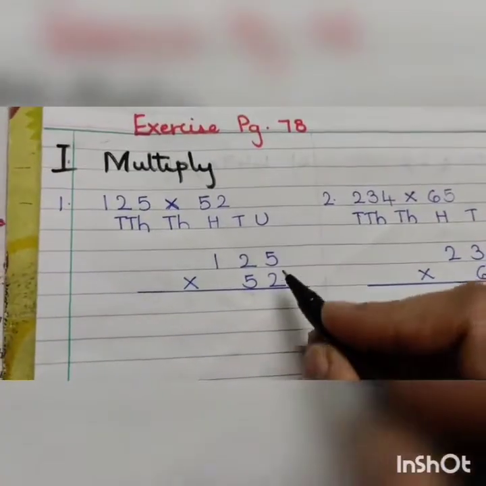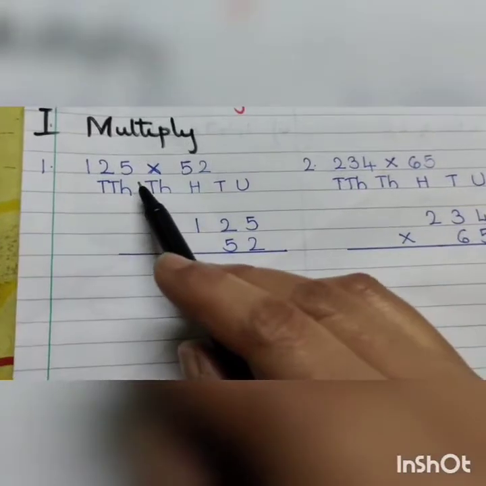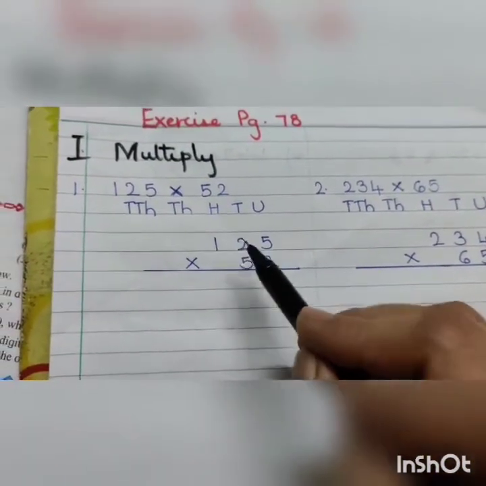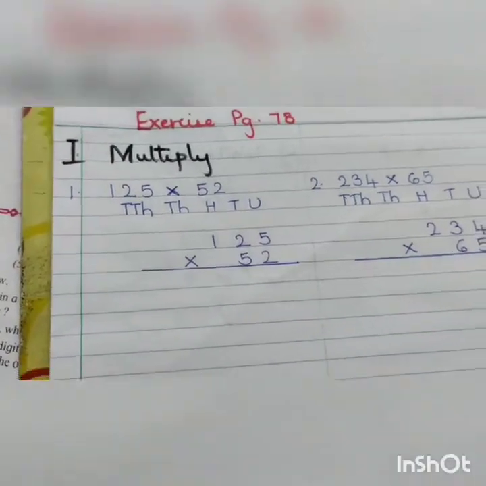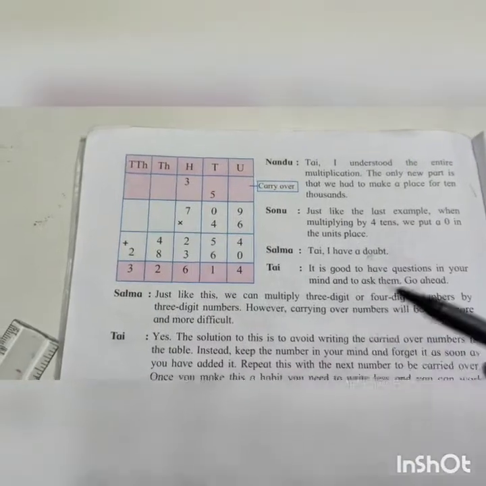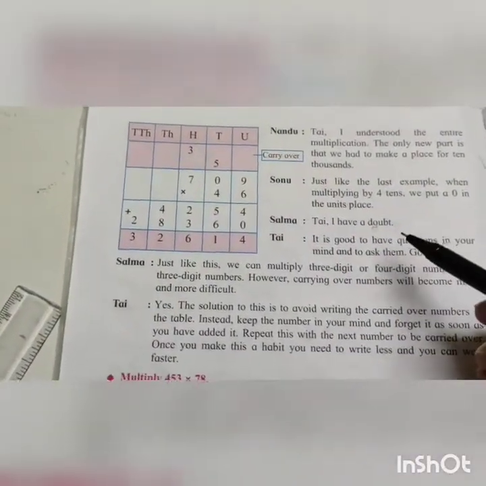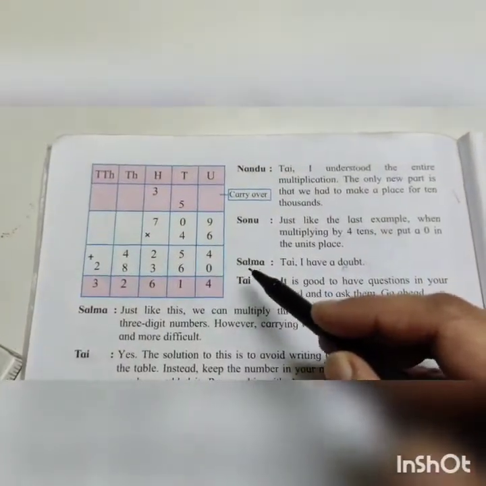What is the first thing you have to do? Now we have to arrange the number. So when we write 125, 1 comes under the hundreds column, 2 comes in the tens column, and 5 in the units column. Now there is one example given over here, where the students are asking Tai that we can also multiply 3-digit by 3-digit number, 3-digit by 2-digit, 3-digit by 1-digit, right?